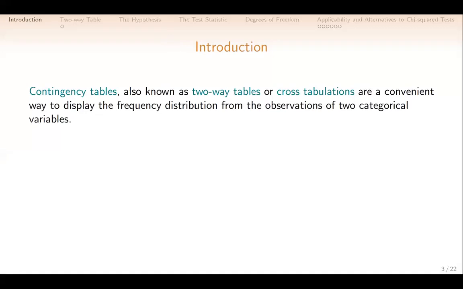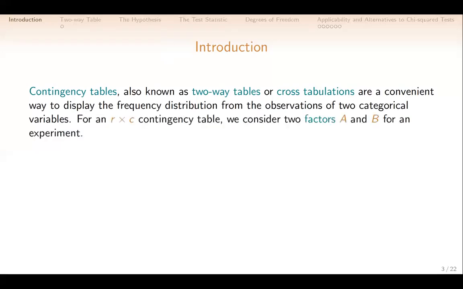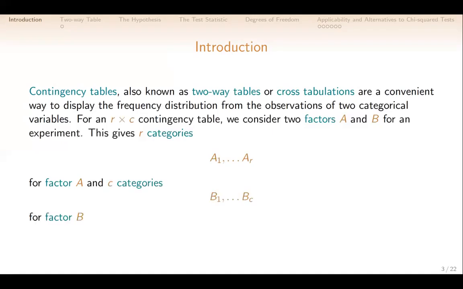Okay, so contingency tables are also called two-way tables, and they're also called cross tabulations, and it's the most typical way that you see of frequency distributions between two categorical variables. So a typical letter that we use is R and C, R for rows and C for columns, two factors which we call A and B for an experiment. So it gives you R categories, which I'm going to call A1 through AR for the first factor, and then C categories B1 through BC for the second factor.